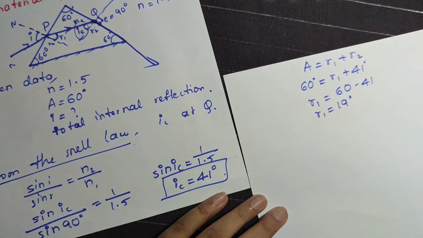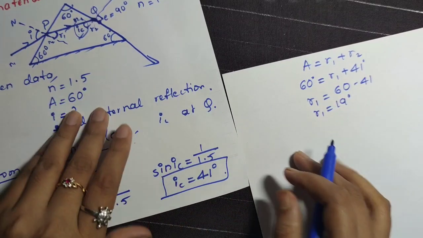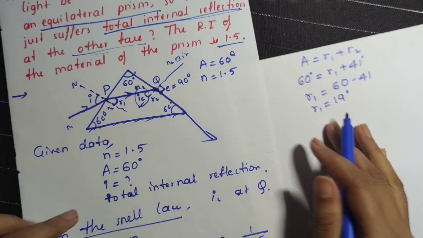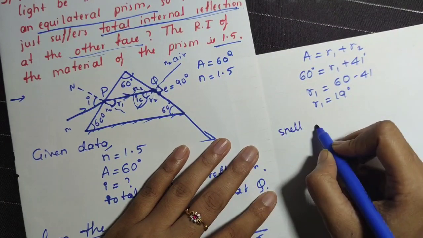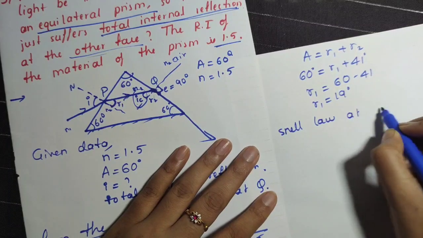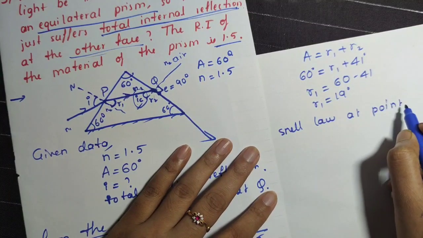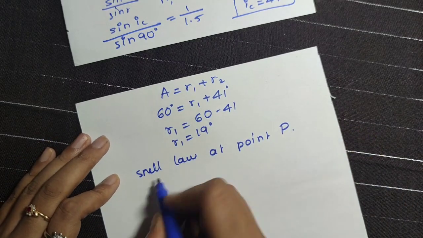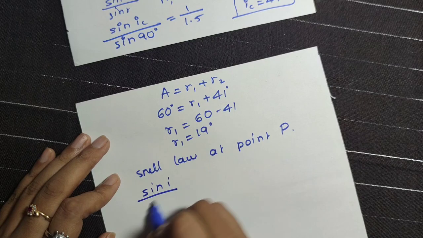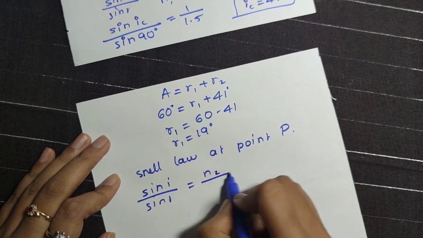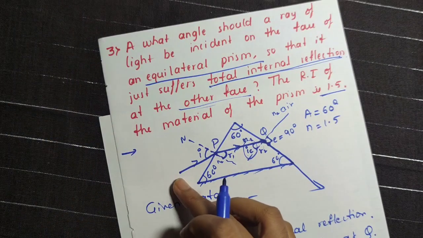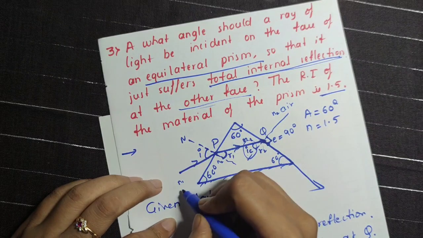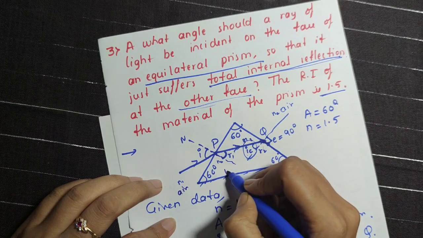Okay, this is R1. Now we have to apply Snell's law at this point, because we have to find out this angle, the incident angle. So apply Snell's law at point P, which is sin i by sin r equal to N2 by N1. See, in this case, this one will be N1 and this will be N2. N1 is the air medium and N2 is the glass medium, which is 1.5.